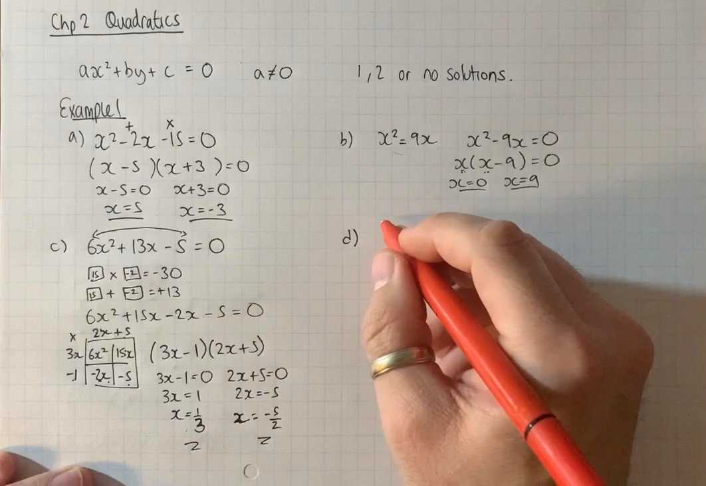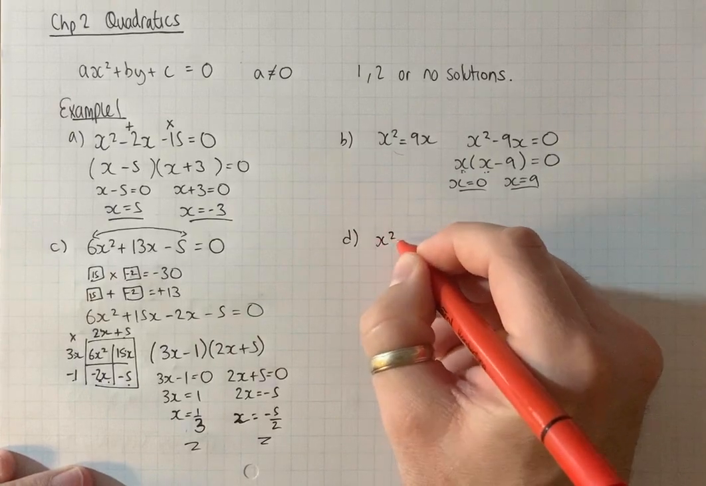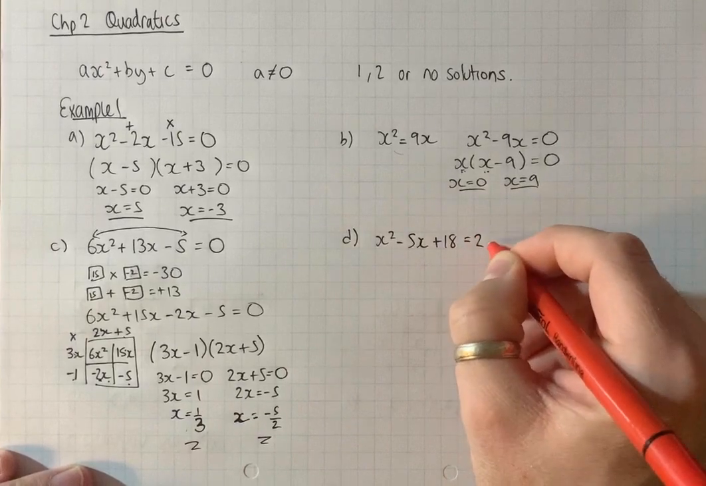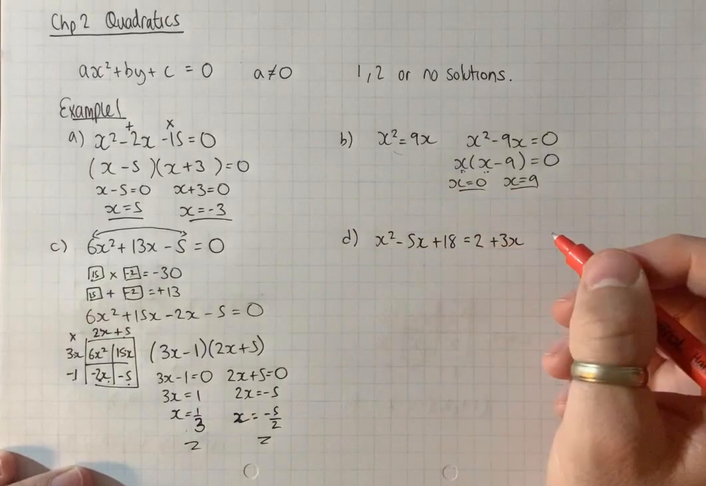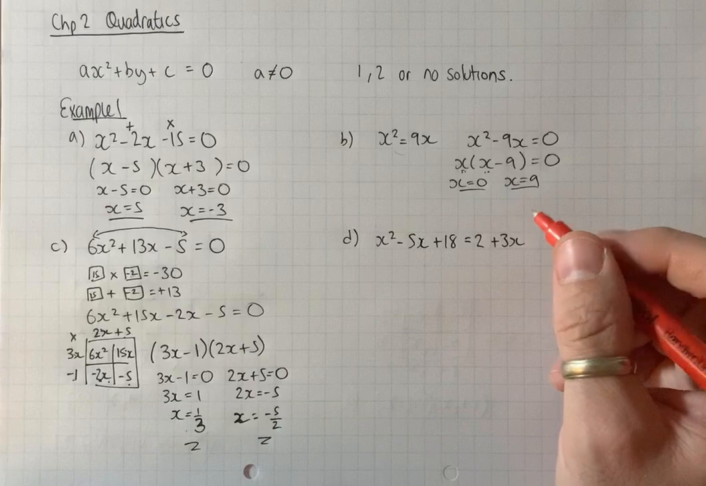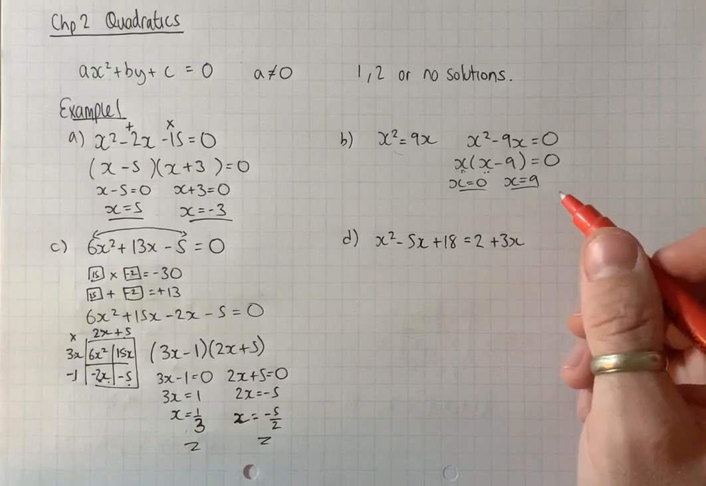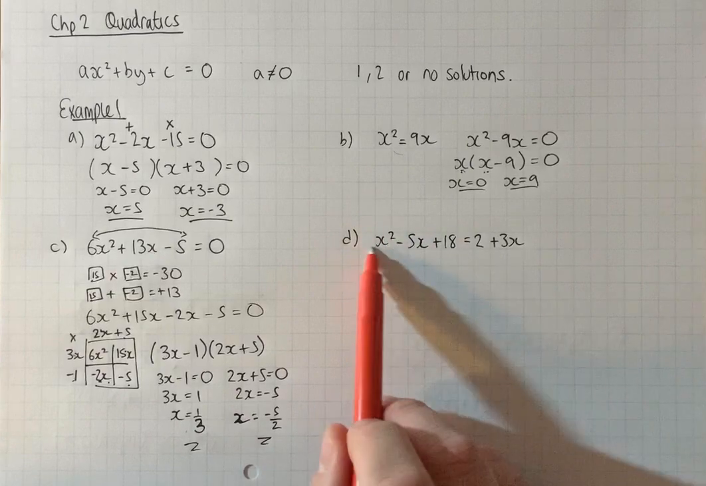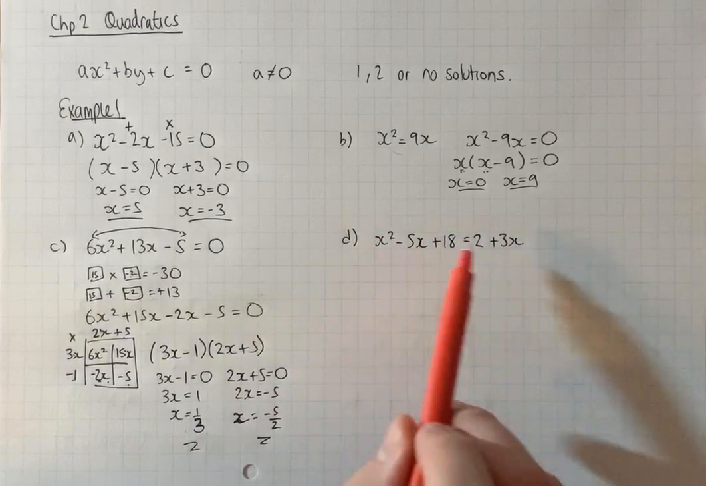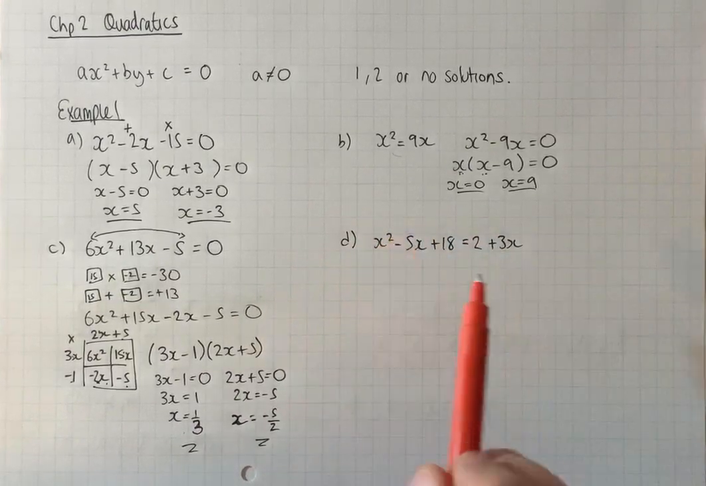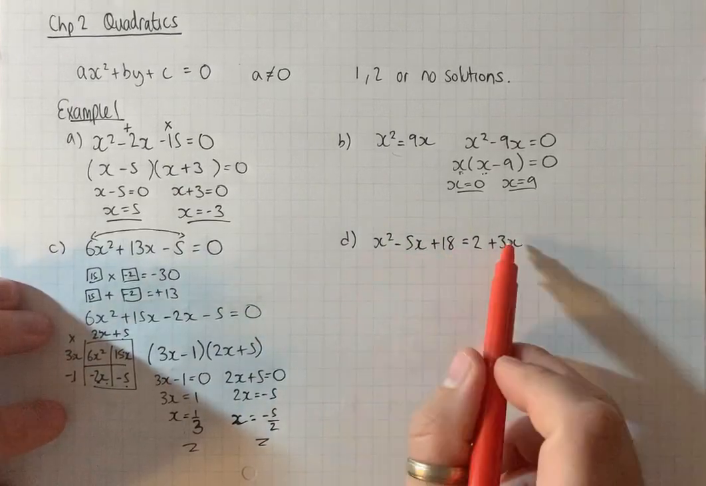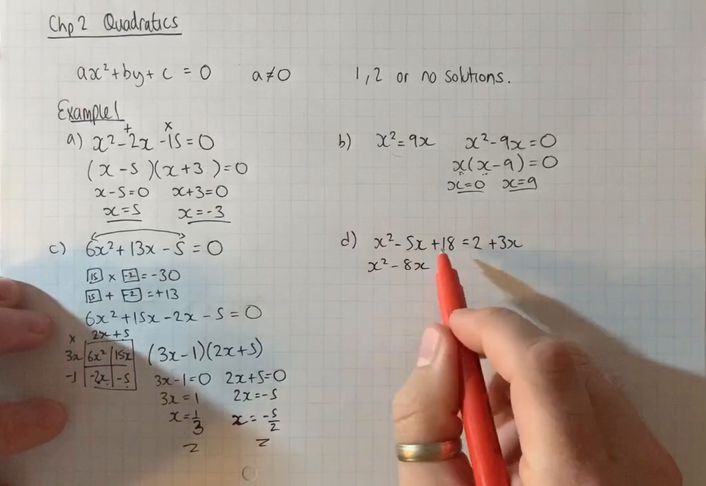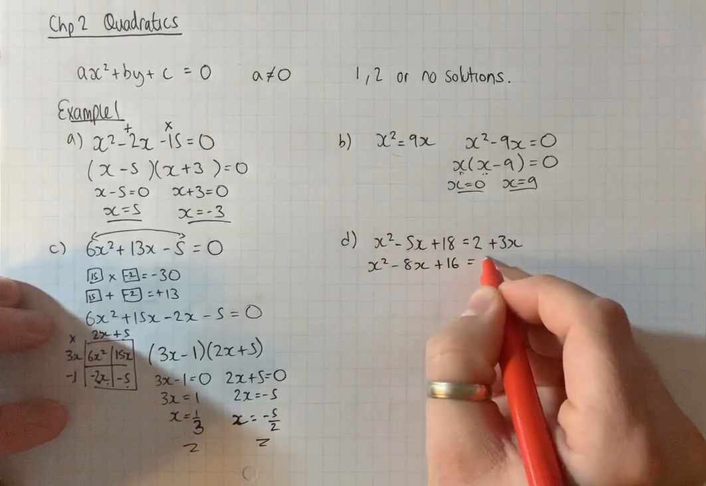And D, x squared minus 5x plus 18 equals 2 plus 3x. First thing to do here is to make one of the sides equal to 0. You want the coefficient of x squared, the number before the x squared, to be positive. So we want to move these two over because it's already positive. So bringing the 3x over is minus 3x, giving you minus 8x. Bringing the 2 over is minus 2, gives you plus 16.